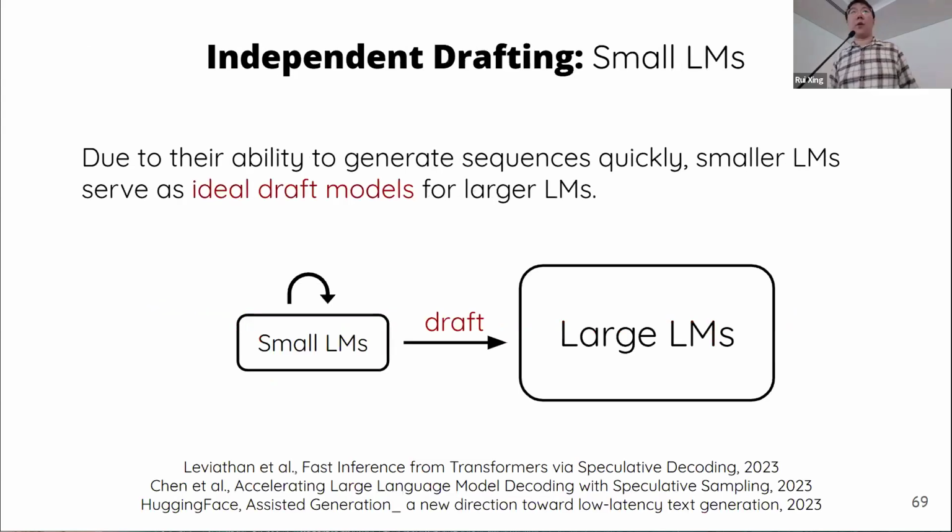We can use small language models. Due to the ability to generate subsequent sequences quickly, small language models also serve as ideal draft models for larger language models. Here we can see first the small models generate several tokens. Usually we have a hyperparameter for how many tokens to generate in advance. After the drafting, the large model verifies them. Because small models usually have fewer parameters, the decoding will be faster than the large models.